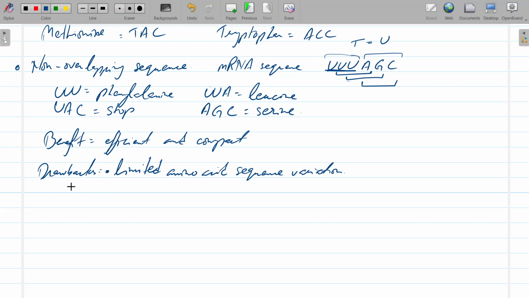So that's one drawback. And the second drawback, as you see in this code, is that I'm getting a stop signal in between. So UAG is coming in between, and I can't control that. So in this example, I'm getting unwanted or undesirable codes in the middle.